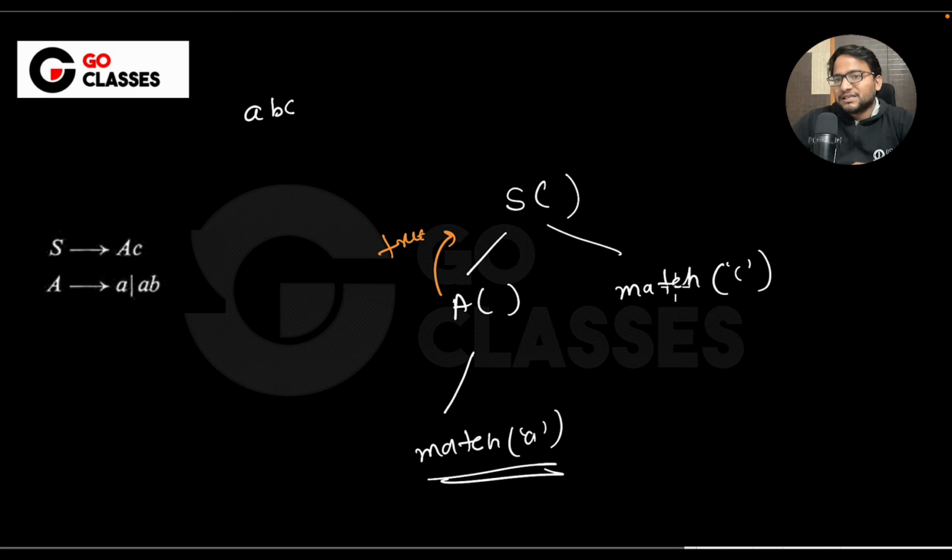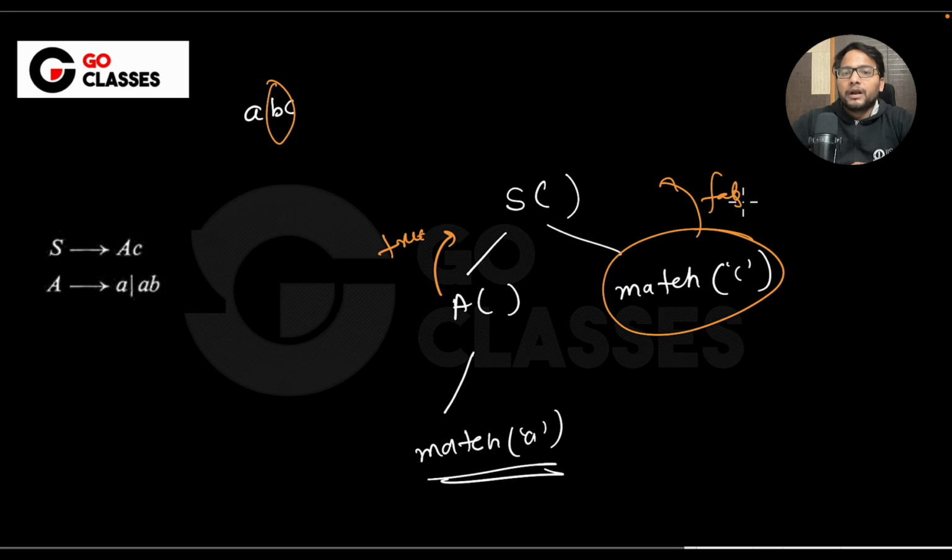Now this match C will say that this is not matching, hence this will return false. Basically this is returning false. It means that you need to backtrack on this, but there is no other option. So ultimately it is returning false only, right? Ultimately it is returning false.